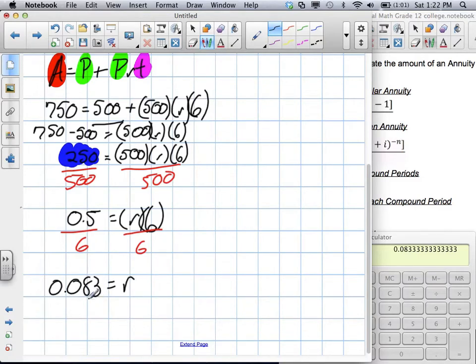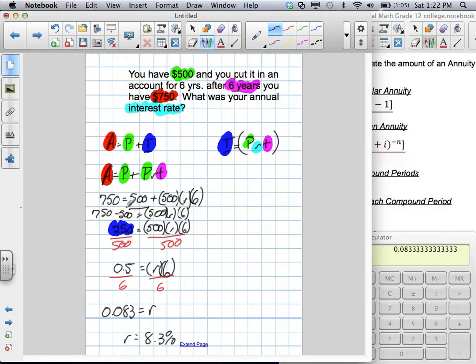What is that as a percentage? 8%. 8.3%. So we just had to do a little reversing of our equation. In order to find the annual interest rate, you were earning 8.3% every year for 6 years in order to go from $500 to $750.